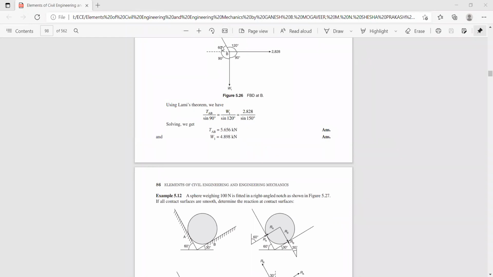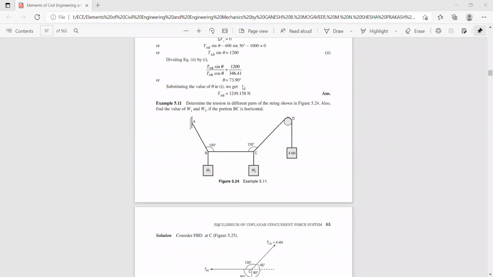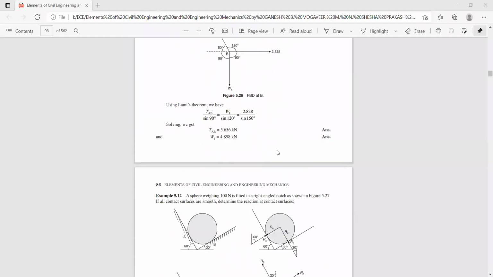So today, in the last class we discussed problems on strings and ropes, and we solved a couple of numerical problems on strings and cables, both by Lami's theorem method and the equilibrium method. Now today we shall go through some numerical problems wherein you have a sphere which is subjected to reaction forces, and also to find the unknown reactions if any.